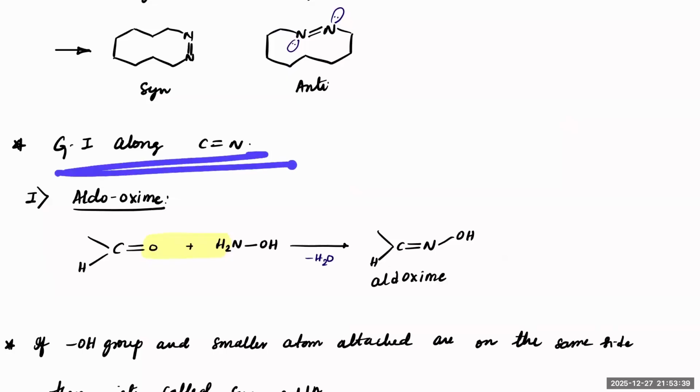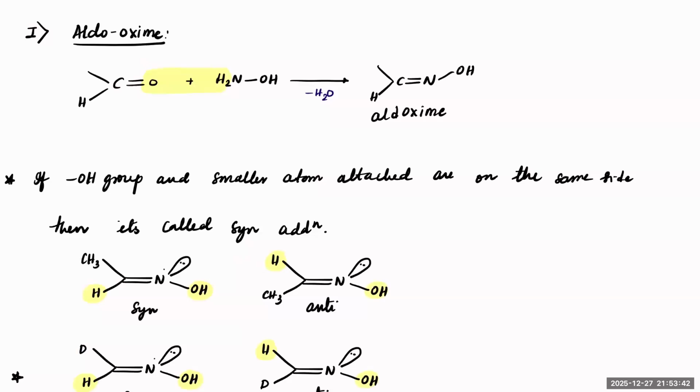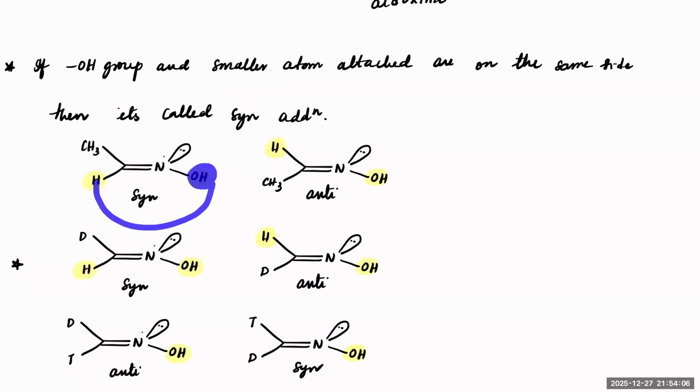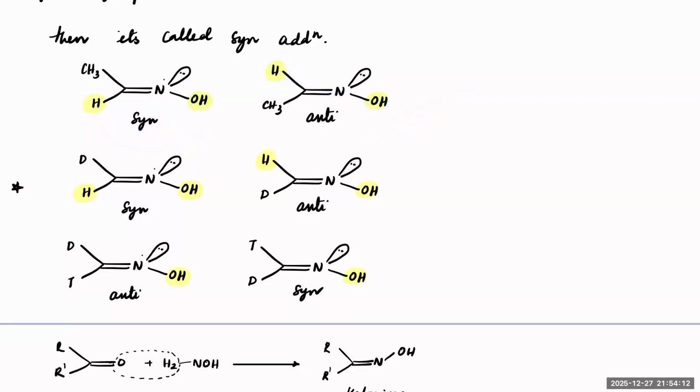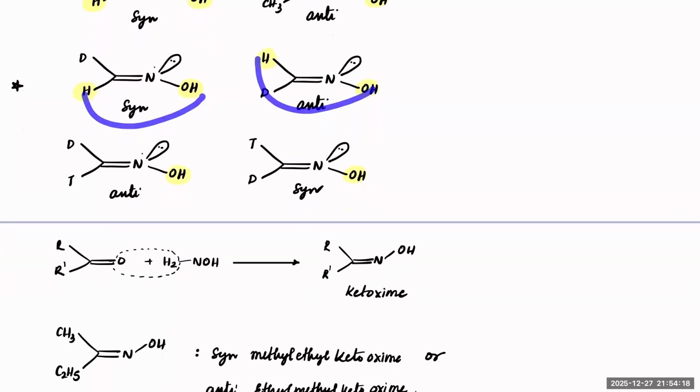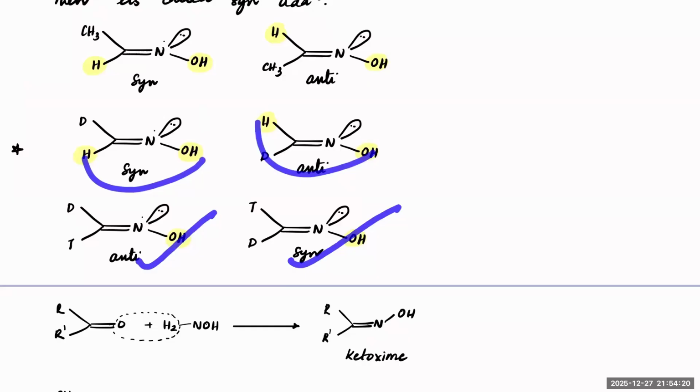Similarly, geometrical isomers along C double bond N. See, if you have C double bond O and NH2, this will be removed as water and you'll get C double bond N. If the C double bond N has hydrogen and OH group on it, then we call it aldoximes because it is coming from aldehyde and hydroxylamine. So in aldoximes, if hydrogen and OH are on the same side, it is the syn isomer. Hydrogen and OH on the opposite side, it is the anti isomer. Same way, this is syn, this is anti. So you can see this is anti, this is syn isomer.